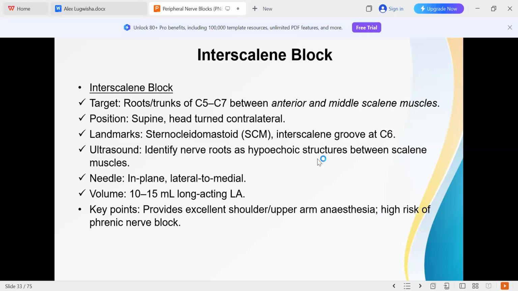This interscalene block provides excellent anesthesia and analgesia for shoulder and upper arm surgery. But remember that it has a high risk of phrenic nerve block, so you need to look out for this, especially post-op, for respiratory distress in your patient and unilateral chest discomfort.